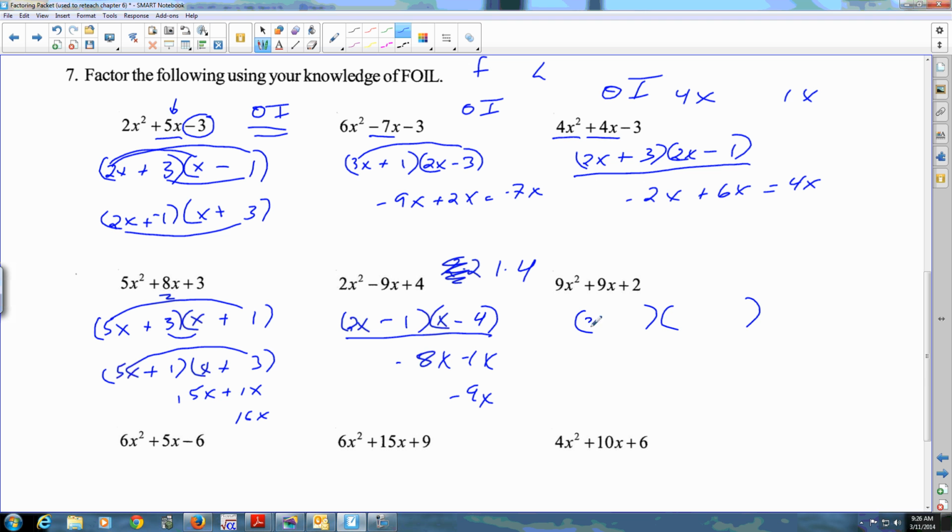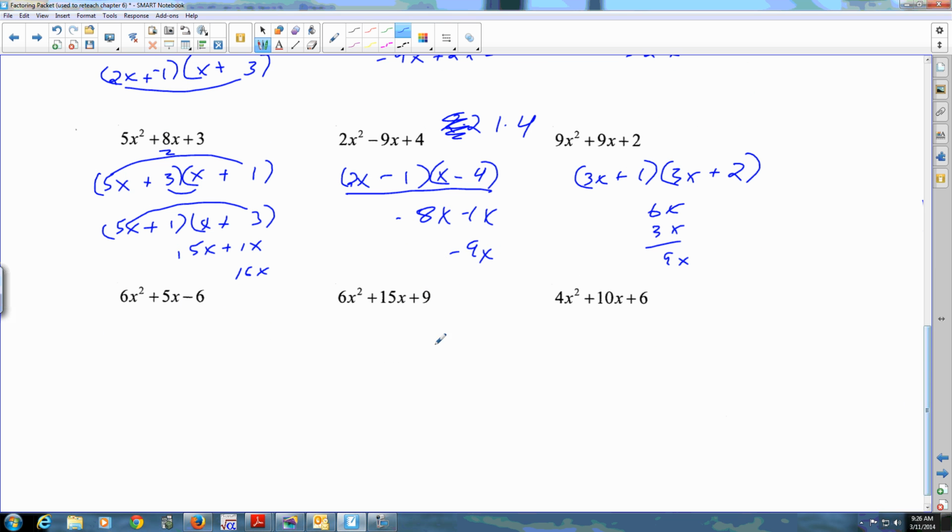9x squared, I'm going to guess 3x and 3x. 1 and 2, they're both plus. There's 6x and 3x, which gives you 9x. So we got it. Okay? It's just about guessing and checking.